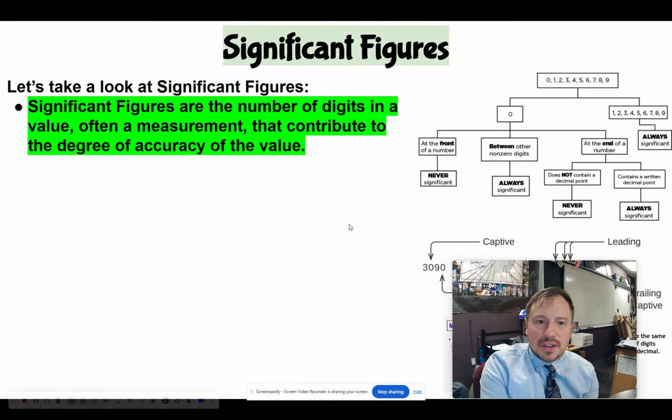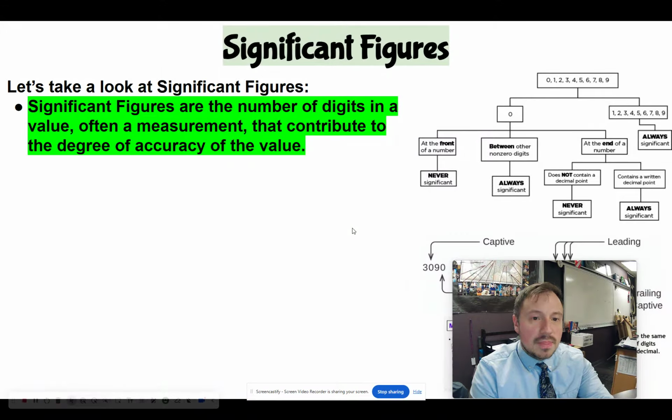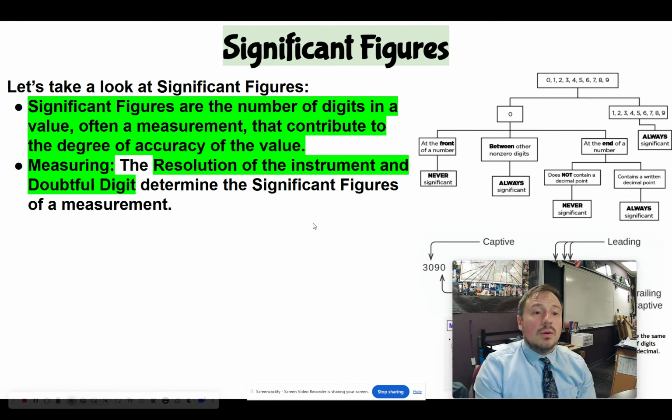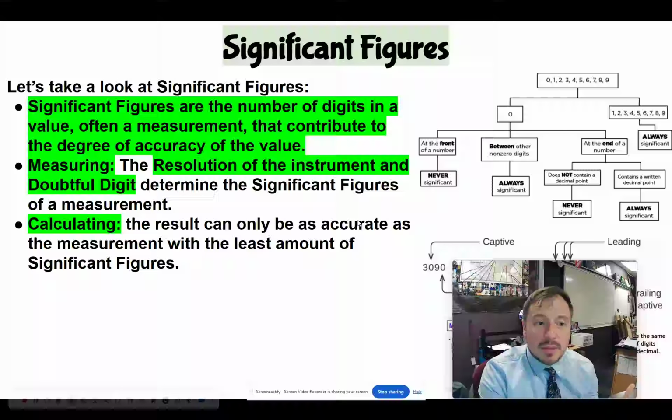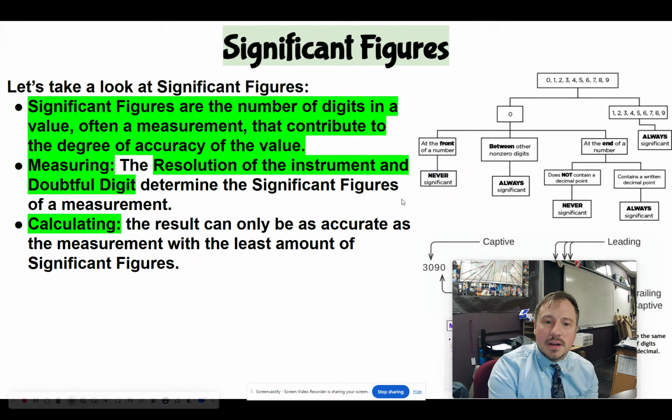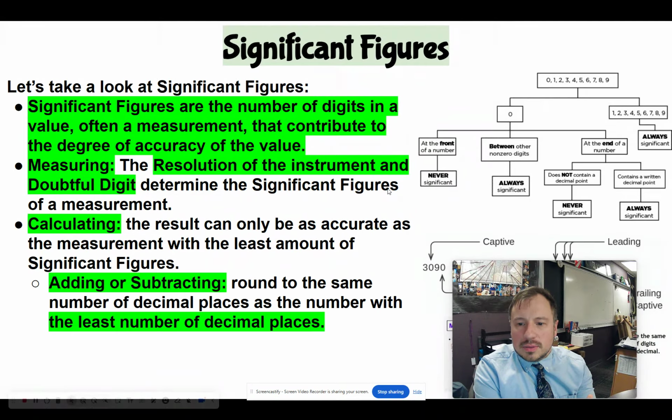Now, significant figures. I talked about significant figures earlier. Significant figures are the number of digits in a value, often a measurement, that contribute to the degree of accuracy of that value. The resolution of the instrument and that doubtful digit determine the significant figures of a measurement. Now, when you're calculating, your result can only be as accurate as your least accurate measurement.